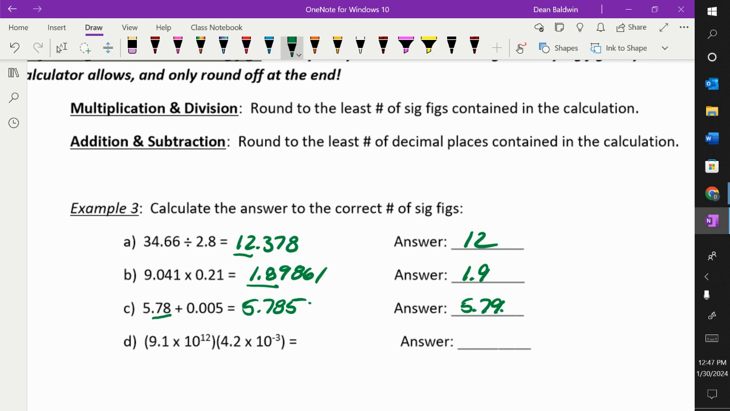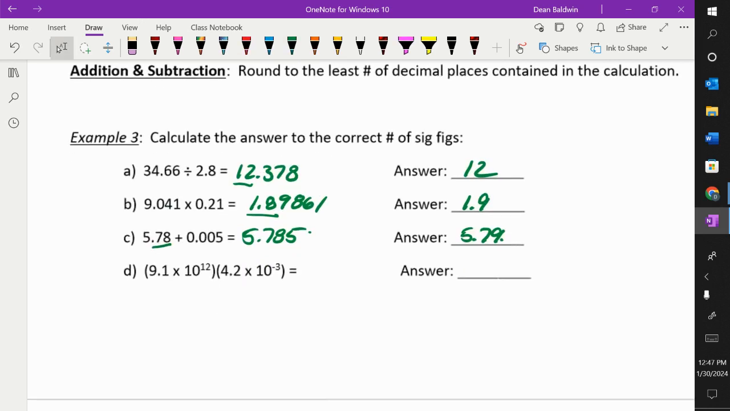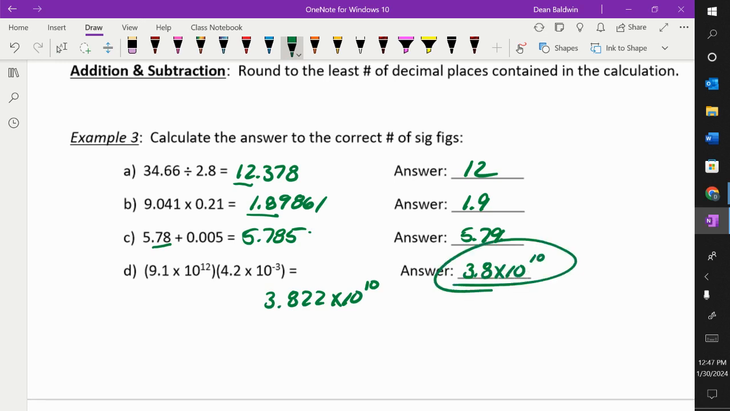If you're in scientific notation, 9.1 times 10 to the 12 times 4.2 times 10 to the minus 3. How many digits do we need in our answer? Should have 2, right? So if you multiply those out, you get 3.822 times 10 to the 10. So it's just going to be 3.8 times 10 to the 10. Is this okay? I went through that like at Mach 10. We're good? All right, flip the page and do those questions, please.